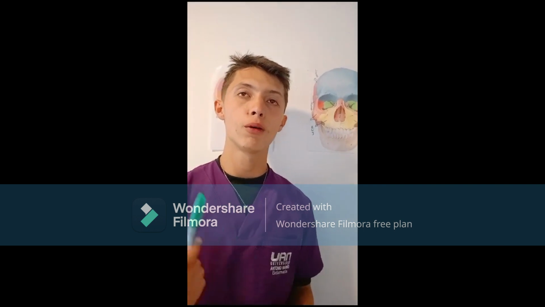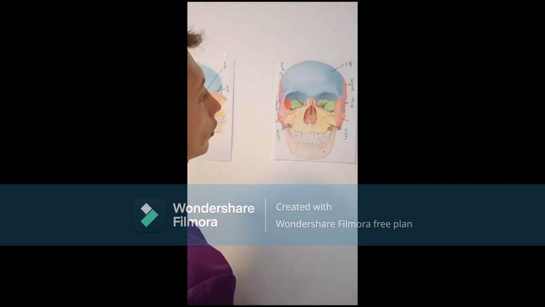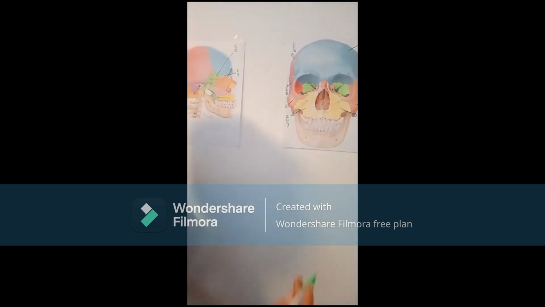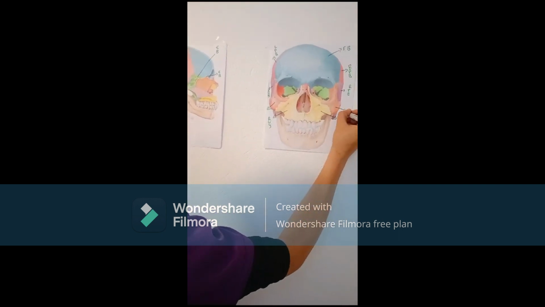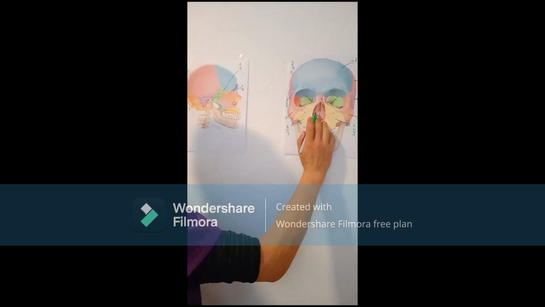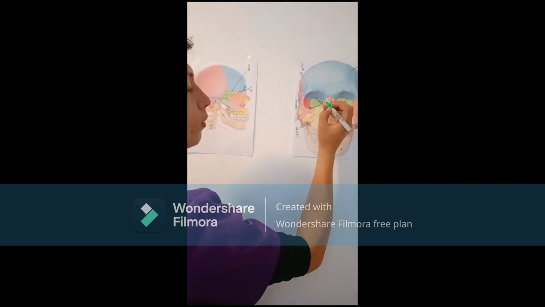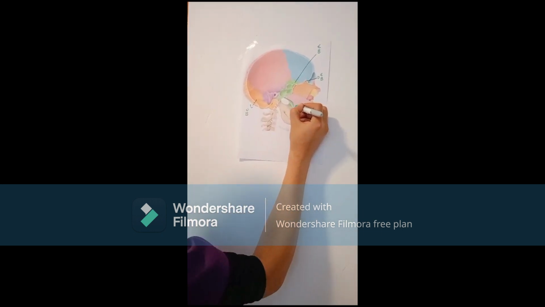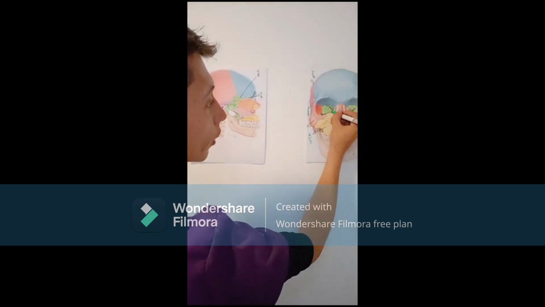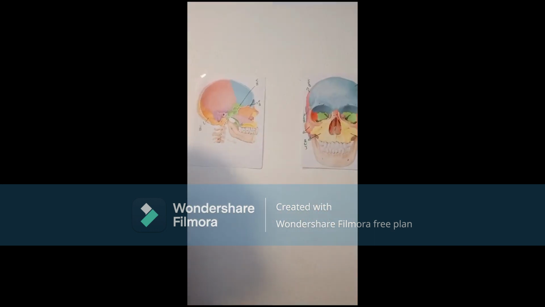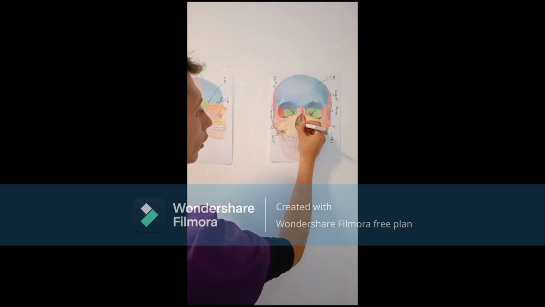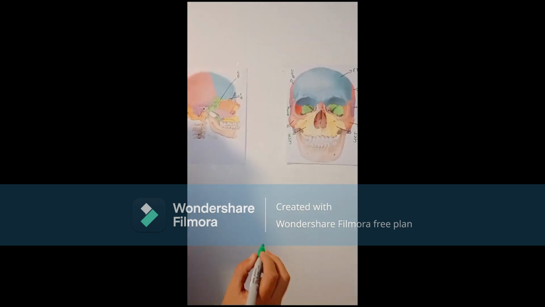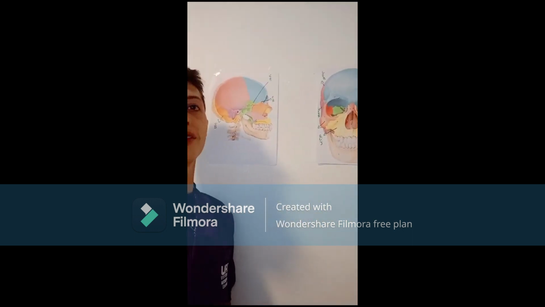The 14 facial bones are the right lacrimal bone, left lacrimal bone, right upper jaw, left upper jaw, right zygomatic bone, left zygomatic bone, vomer bone, right nasal bone, left nasal bone, left palatal bone, right palatal bone, right nasal concha bone, left nasal concha bone, and lower jaw.